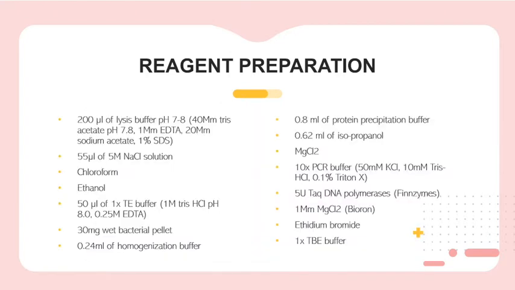In template preparation with two methods, which are the phenol-chloroform method and genomic DNA isolation kit, the reagents used are 200 microliter of lysis buffer pH 7 to 8, 55 microliter of 5M sodium chloride solution, chloroform, ethanol, 50 microliter of 1x TE buffer, 30 milligrams of wet bacterial pellet, 0.24 ml of homogenization buffer, 0.8 ml of protein precipitation buffer, 0.62 ml of isopropanol, magnesium chloride, 10x PCR buffer, 5 U Taq DNA polymerase, 1 mM magnesium chloride, ethidium bromide, and 1x TBE buffer.